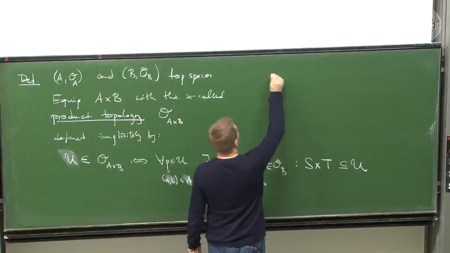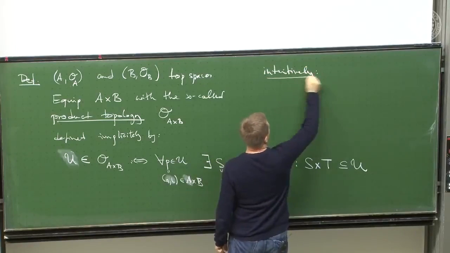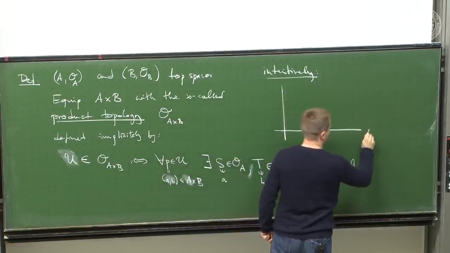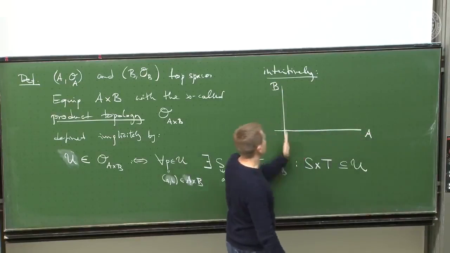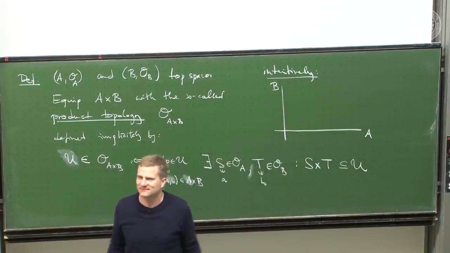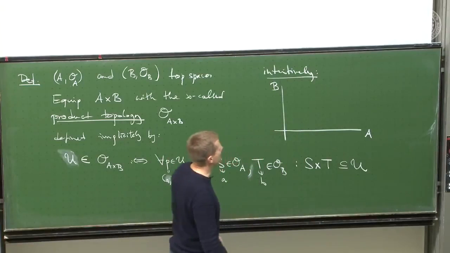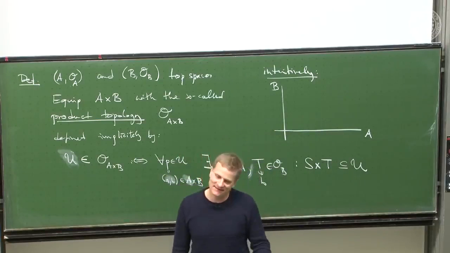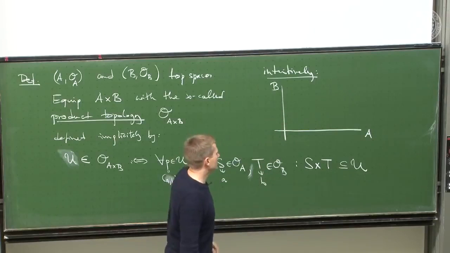So intuitively, let's assume we can represent A and B as this axis and this axis. Well, it's already a big assumption, right? Because topological spaces can look very crazy. There's no idea of even dimension in a topological space, right? That will come later. But intuitively, let's do it like this.